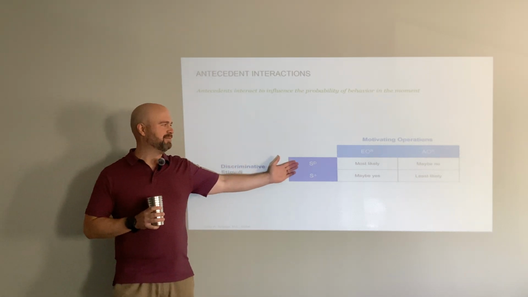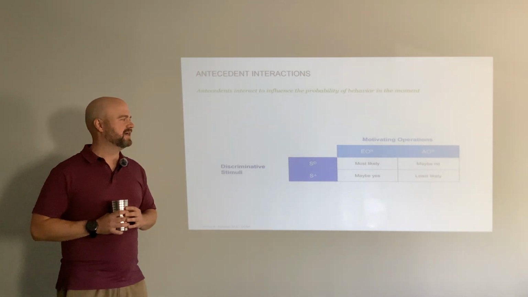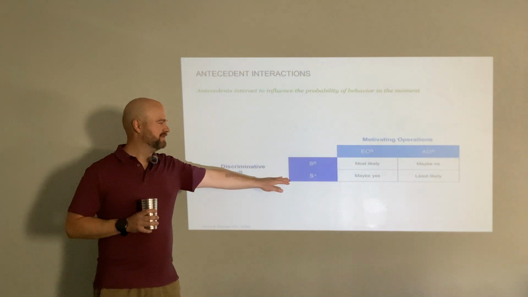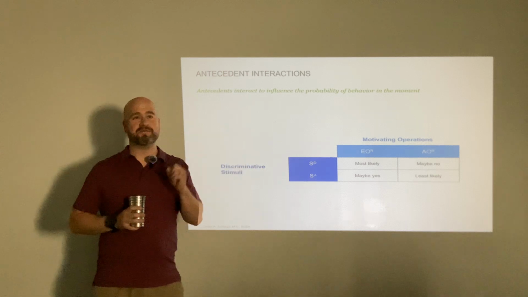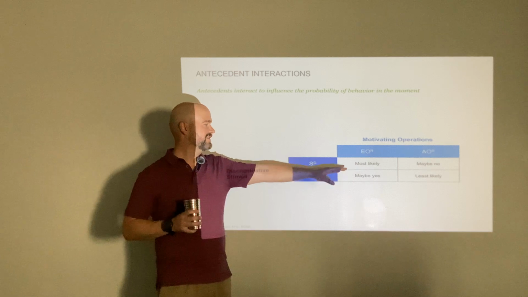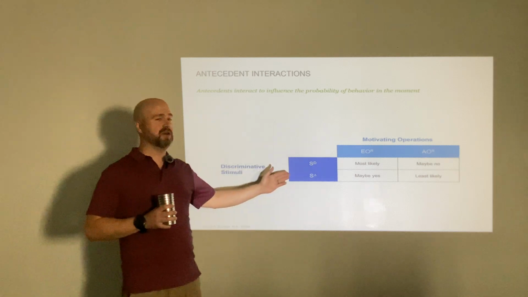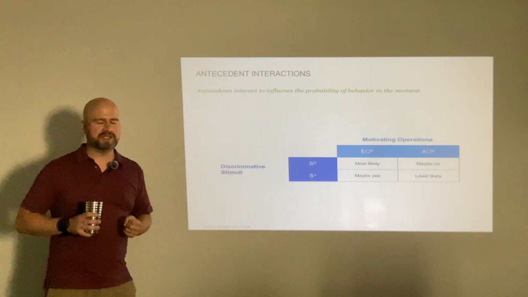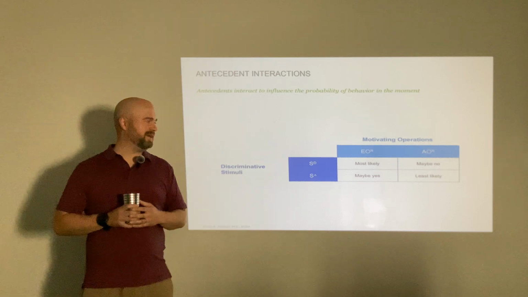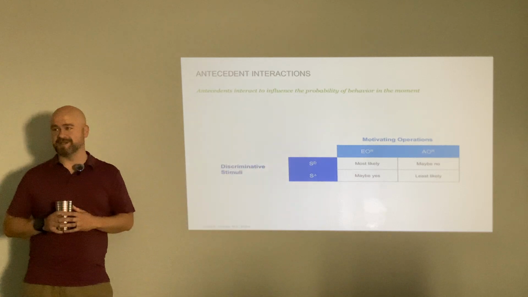So when we have the SD in place and we have an establishing operation for reinforcement, that means the motivating operation is in place. That is the most likely time behaviors are going to happen. When we have the S delta in place, reinforcement isn't being signaled as available. Maybe yes, when the SD is in place and I don't want the reinforcement, maybe no. And when I remove the S delta and cause an abolishing operation, that's going to be the least likely time behaviors are going to occur. So for challenging behaviors, the idea could be to alter the SD to make it an S delta and also cause an abolishing operation.